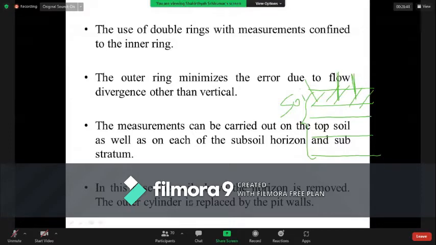The soil above the horizon is removed. The outer cylinder is replaced by the pit wall. So once you dig a hole, this is that soil pit. This is your boundary of that hole. But you need to insert your cylinder here. So your cylinder wall replaces this soil pit wall.